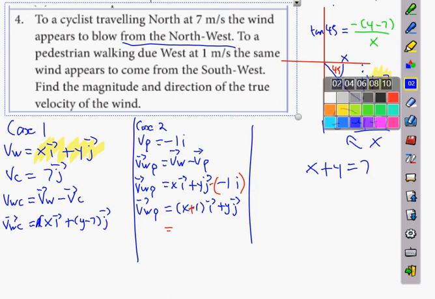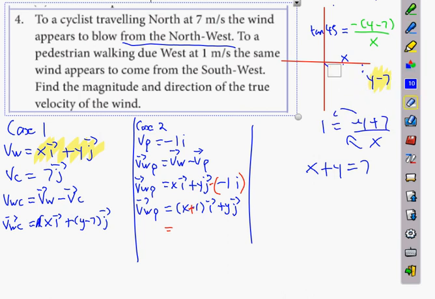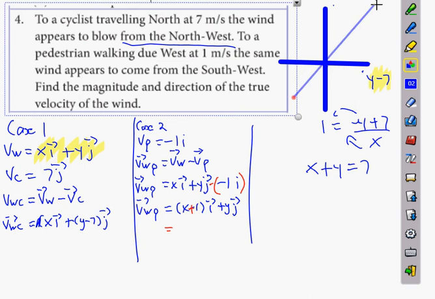And in case 2, what we're looking at is what direction is it coming from this time. Okay, so in case 2, I'll just do it like that. Alright, so case 2, we're looking at it's coming from the southwest. So, come from the southwest. If it's coming from the southwest, what does that mean? Going northeast. So it's going up this direction here.